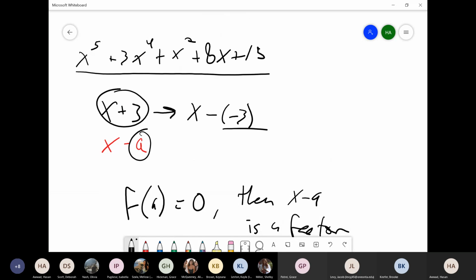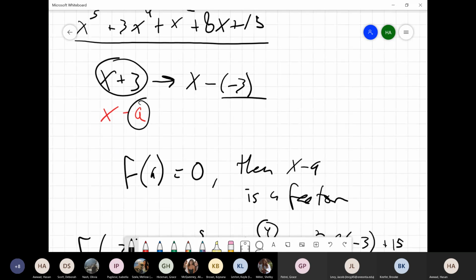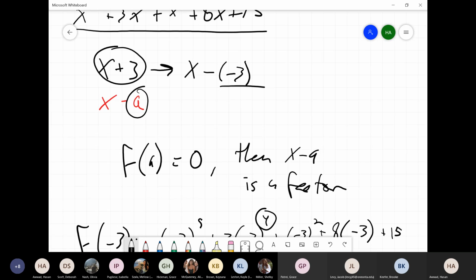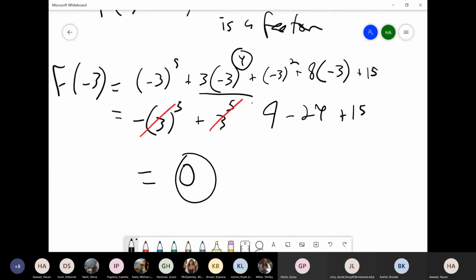All you're ever trying to do is show that whenever you plug in that number, in this case -3, into your larger polynomial, as long as you get a 0 for your remainder, you know that you have shown that this is a factor.